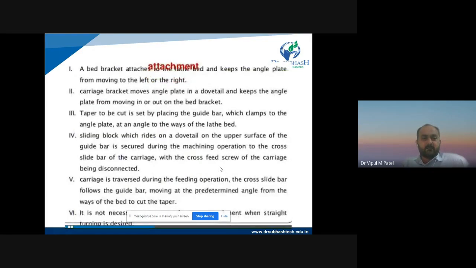We can say that a bed bracket is attached to the left bed and keeps the angle plate from moving to the left or the right. The carriage bracket moves the angle plate in the dovetail and keeps the angle plate from moving in or out of the bed bracket.